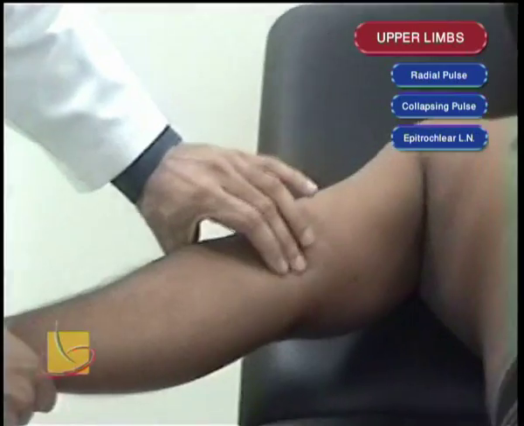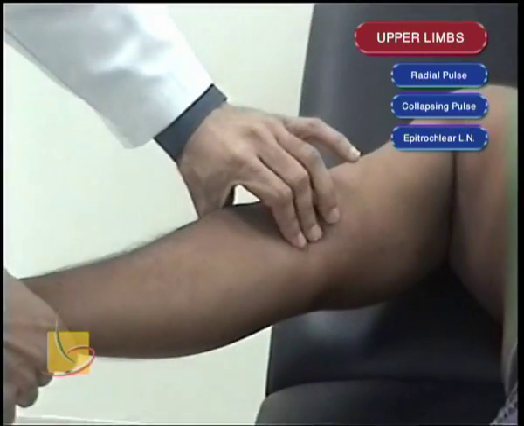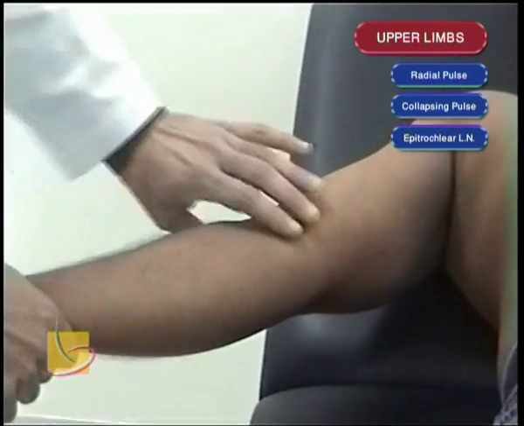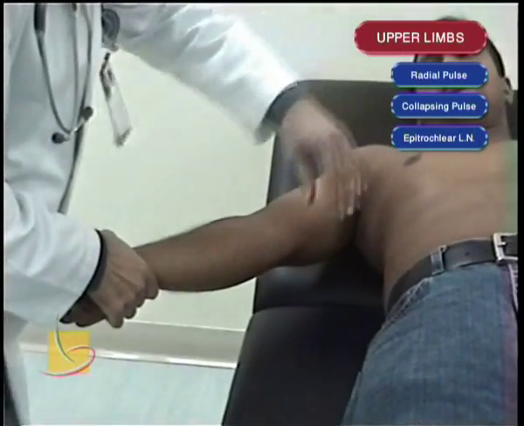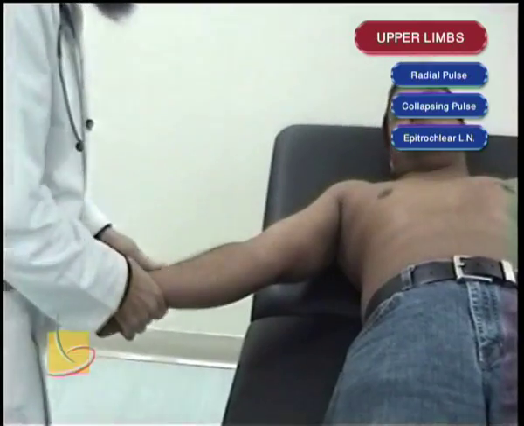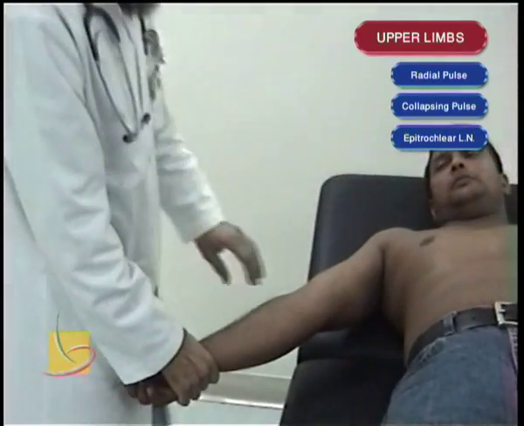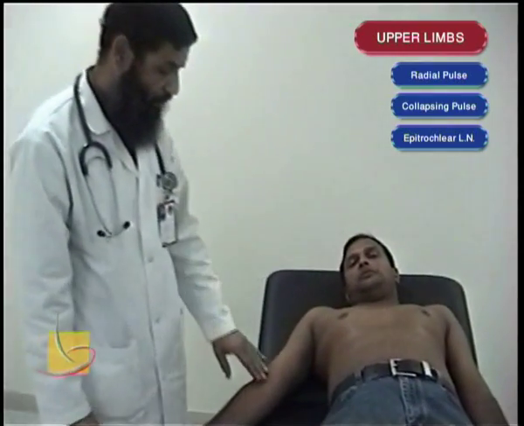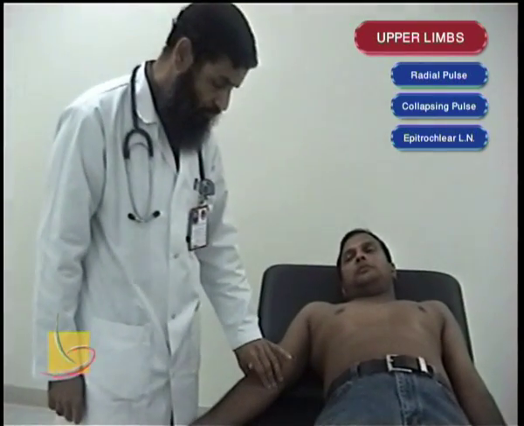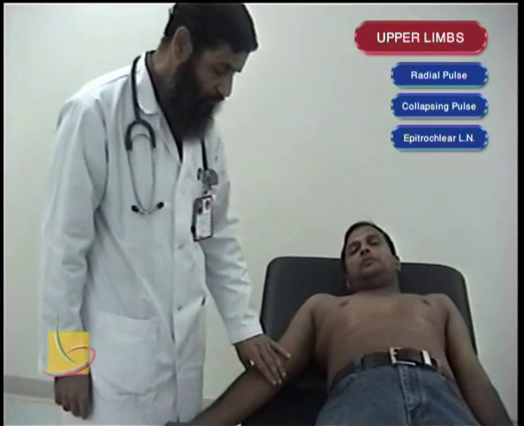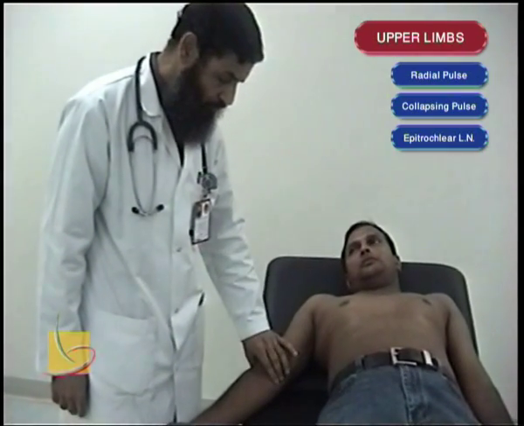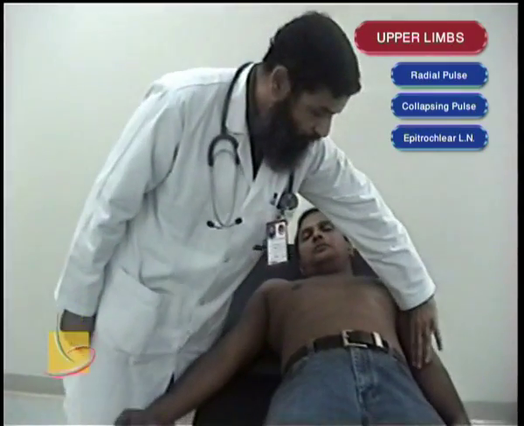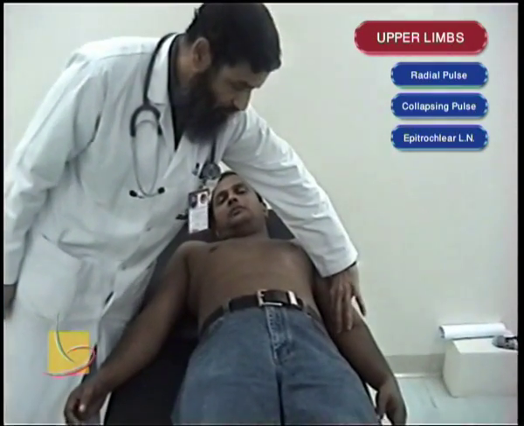Any lymph nodes in this area are called epitrochlear lymph nodes. They are not likely to be felt unless the patient, of course, has some form of generalized lymphadenopathy, which is of great significance because it may indicate the patient may have tuberculosis, or may have malignancy somewhere. And if you feel some epitrochlear lymph nodes here, you have to try to palpate the other side also.